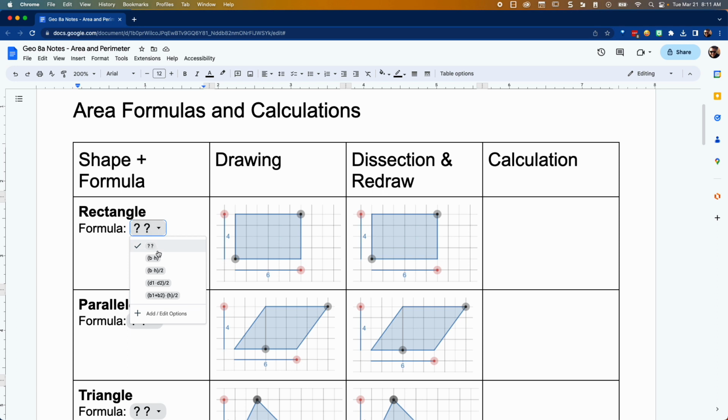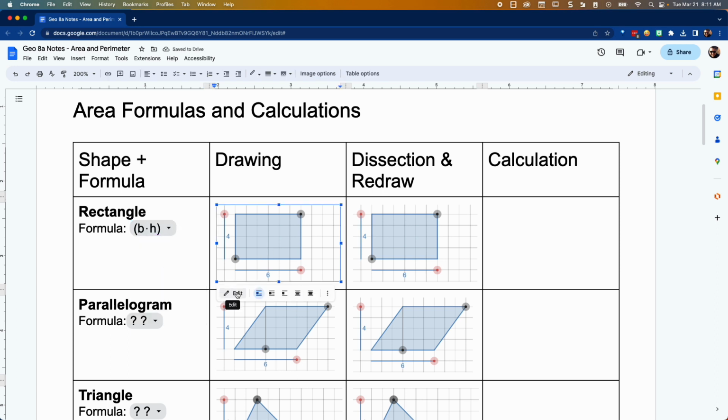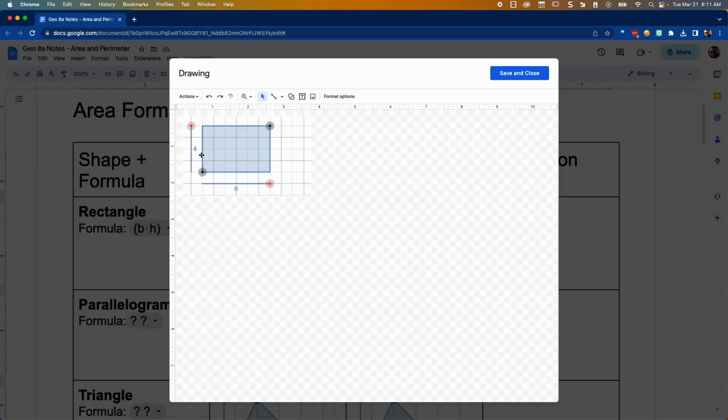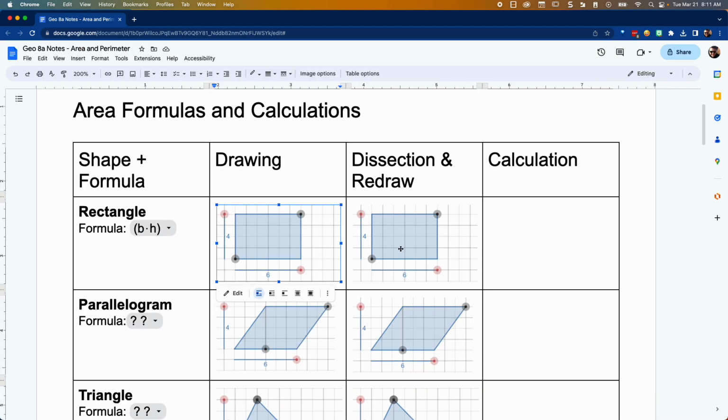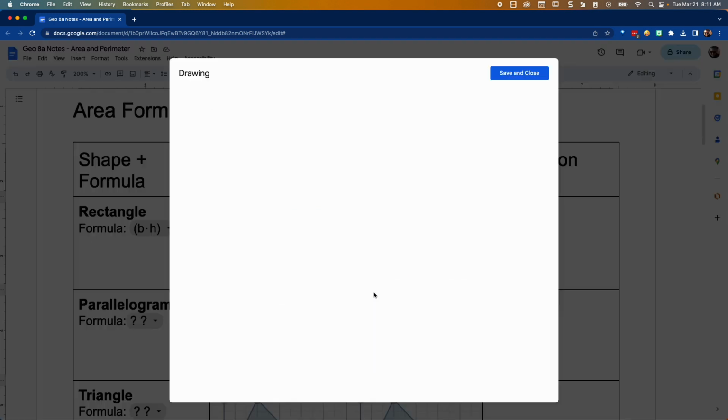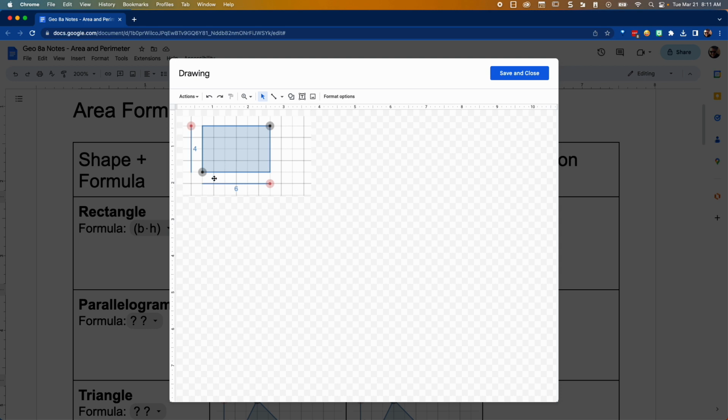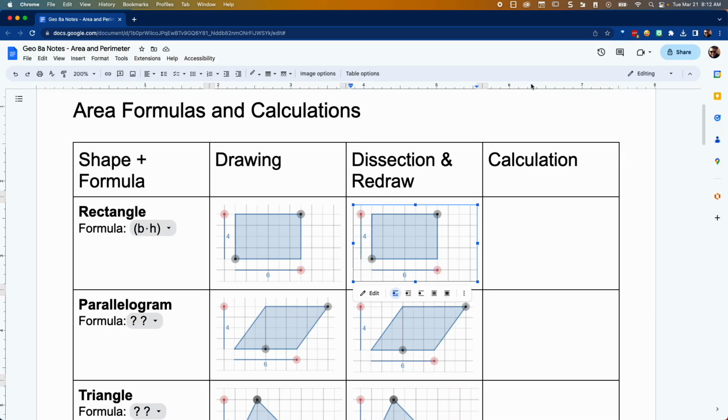All right, so for a rectangle, we are going to have base times height as our formula. We have a drawing here that if you click on edit, you can add things, you can zoom it in, all that kind of stuff. Similarly, I have a second drawing here, but this one I'm going to do dissections with. But the thing about a rectangle is it's already in a shape that is easily calculated, easily visualized in terms of I have 4 rows, 6 columns, and that builds this group of 4 by 6.